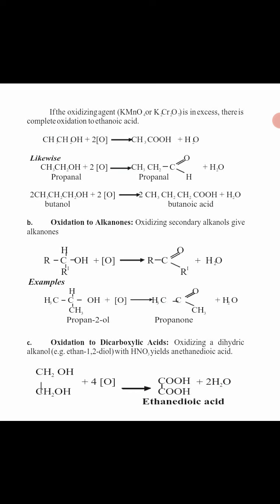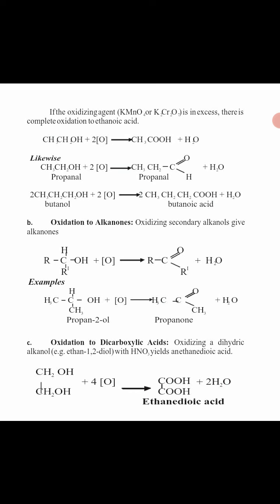So look at this. The B part is for the alkanones. When you oxidize propan-2-ol, you have propanone, I think, yes, and water. All right. Then the last part, oxidation to dicarboxylic acid, that means two carboxylic acid groups, oxidizing a dihydric alkanol.